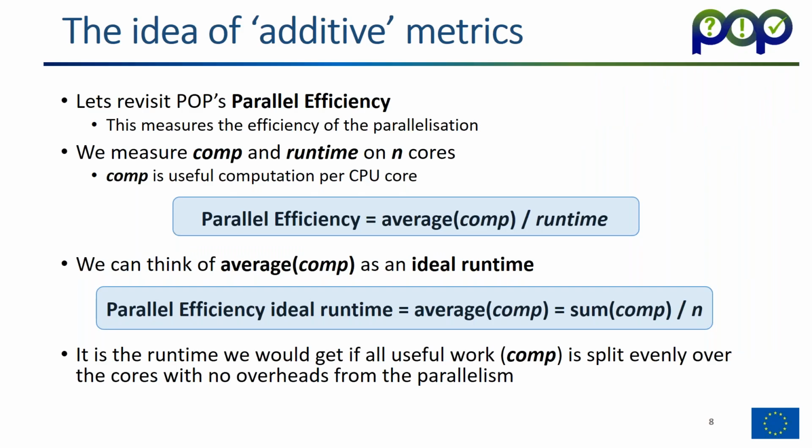So to give you a bit of background about where these additive metrics come from, let's revisit POP's parallel efficiency. This measures the efficiency of the parallelization. So we measure the useful computation and the runtime on n cores. comp is the useful computation on each CPU core, and parallel efficiency is simply the average of comp divided by the runtime. We can think of the average value of the useful computation as an ideal runtime. It's essentially the runtime we would get if all the useful work, which is the useful computation, is split evenly over all the cores and there's no overheads from the parallelism.